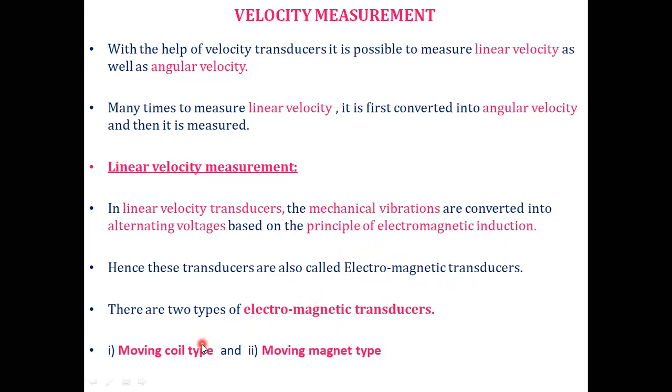There are two types of electromagnetic transducers. First one is the moving coil type, and second one is the moving magnetic type. Both are moving only.